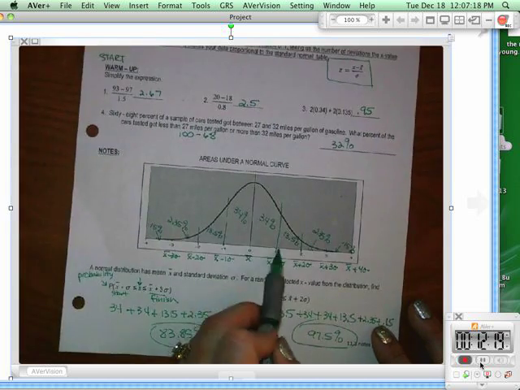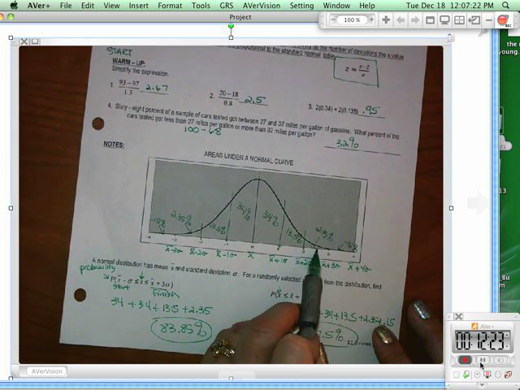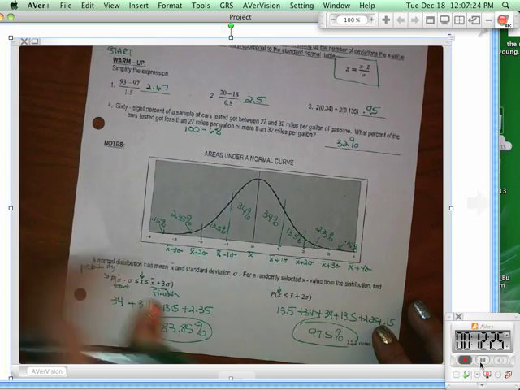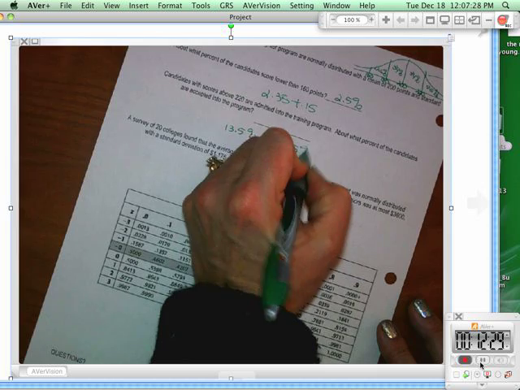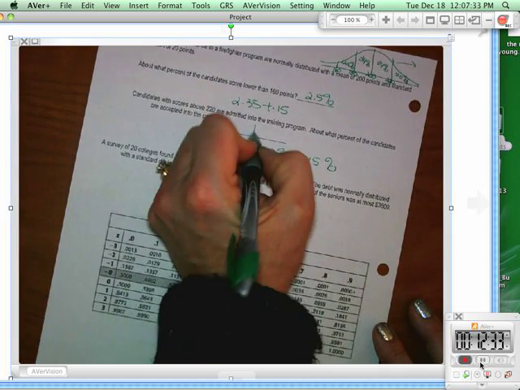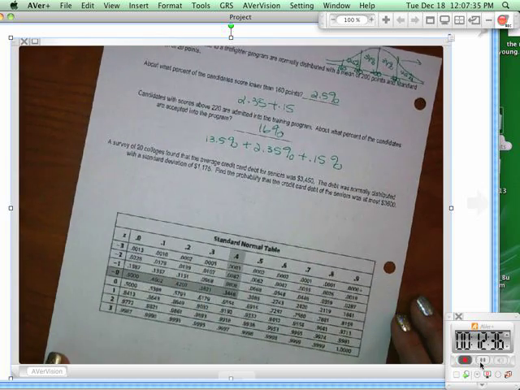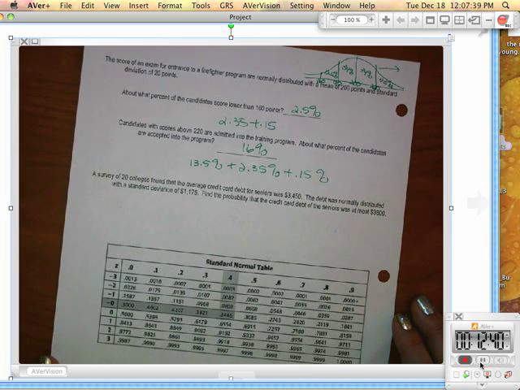So let's look at what we have. One standard deviation over, everything above that, 13.5 plus 2.35 plus 0.15. And when I add those all up, I get 16%. So based on the normal curve, it's about a 16% chance that that many candidates would be in there.